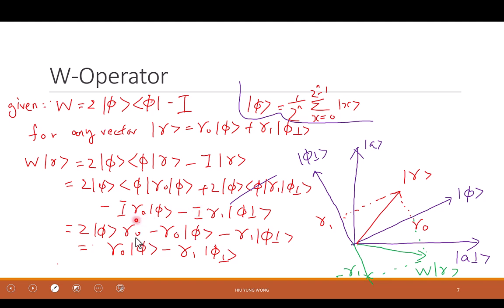The identity term is here, right? This identity times the vector is still the vector itself. So it is just one, I don't write it out. So it does flip about what? Psi, right? Okay, and flip it clockwise.